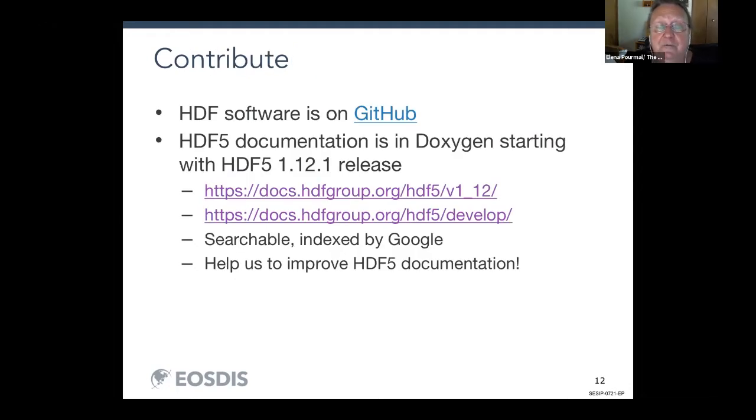In the past year, we finished our move to GitHub, with all HDF software in GitHub. And more than that, for HDF5 documentation, we moved the reference manual and some other topics to Doxygen. There are links on this slide. You can go and see that documentation. Because it's served differently, it's now searchable, indexed by Google, and much faster performing. So we're trying to address the complaint that our documentation was slow and hard to find.